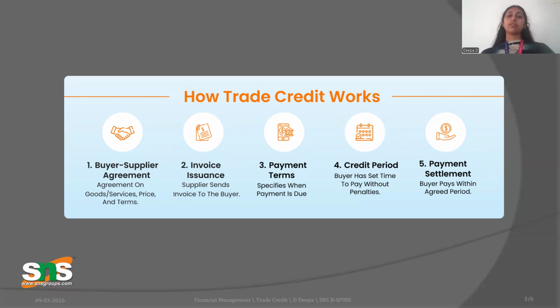Third is payment terms: how we are going to make the payment. It specifies when payment is due, so after 30 days, 60 days or 90 days, whatever. The credit period is the set time the buyer has to pay without penalties. And last is payment settlement, where the buyer will make the payment on the agreed date.